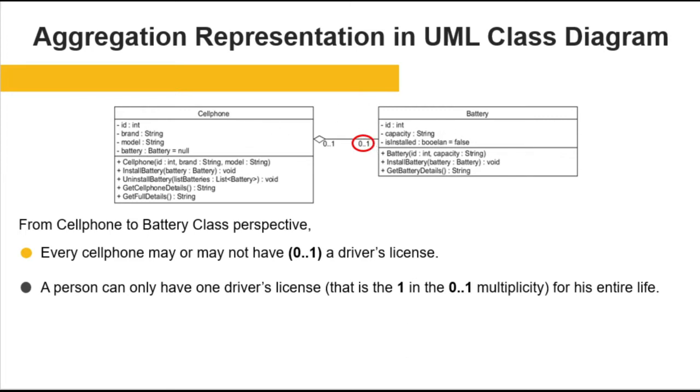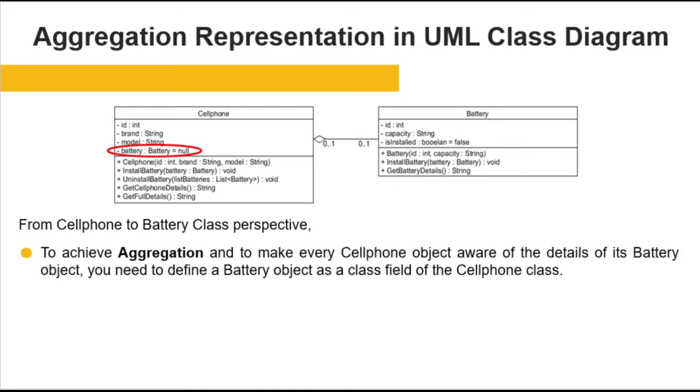in the figure. In a real world scenario, it is possible for a cell phone not to have its own battery. Again, that is the 0 in the 0 or 1 multiplicity, and additionally, a cell phone can only have one battery installed, and that is the 1 in the 0 or 1 multiplicity. So combining the two cases makes it a 0 or 1 relationship.